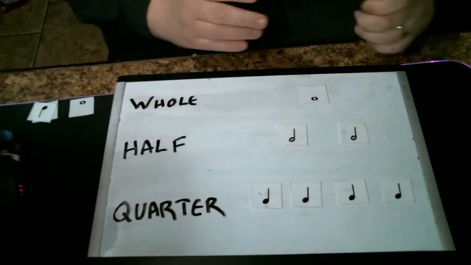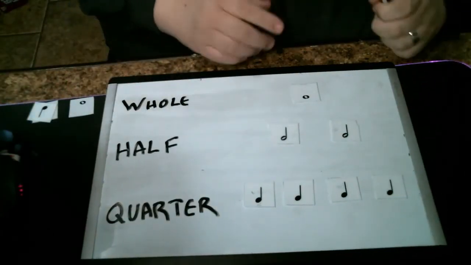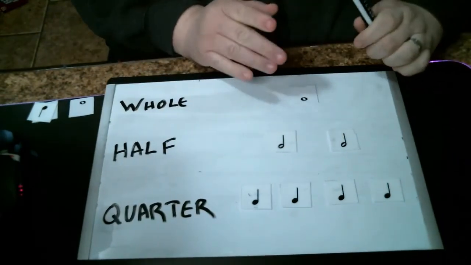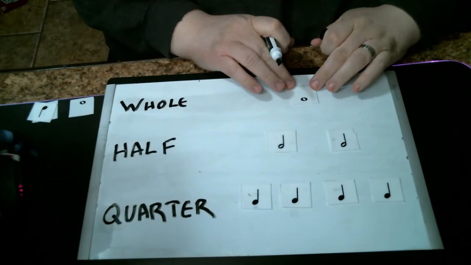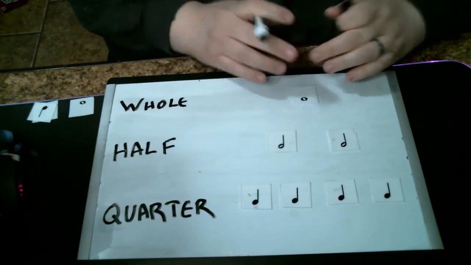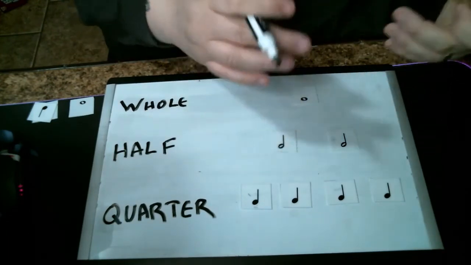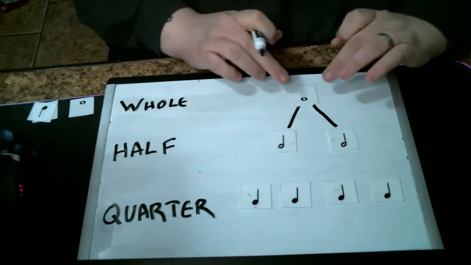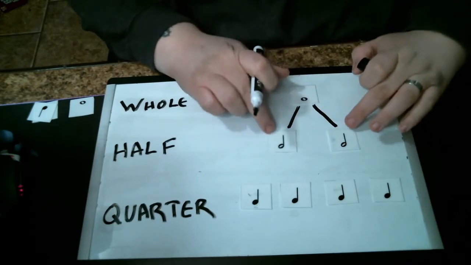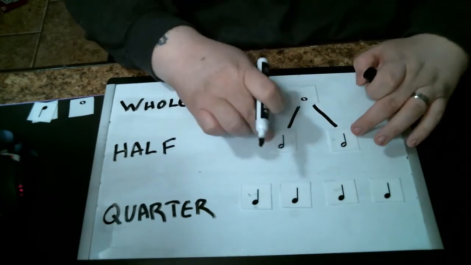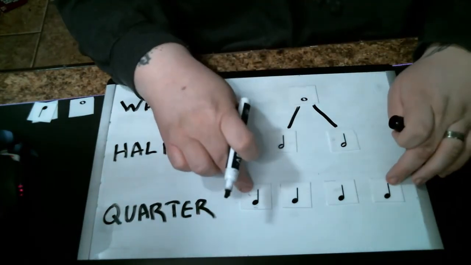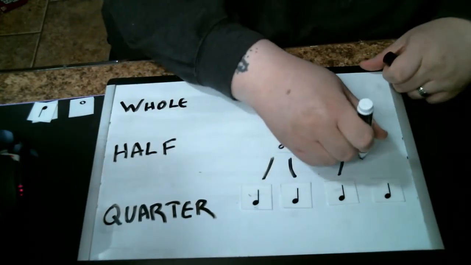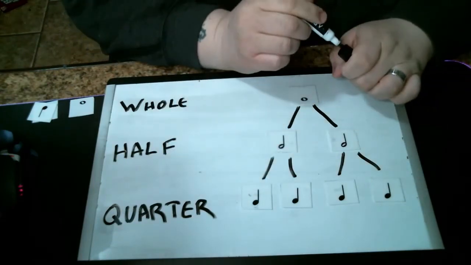So you may have seen something broken down like this before. This is our note tree. And what it does is it shows us how these notes break into each other. So our whole note is at the top because it's, well, it's a whole. Our half note, well, there are 2 halves, right? So a whole note can be broken into 2 half notes. And then each half note can get broken into quarter notes. So that means 2 of these quarter notes fit into each half note.